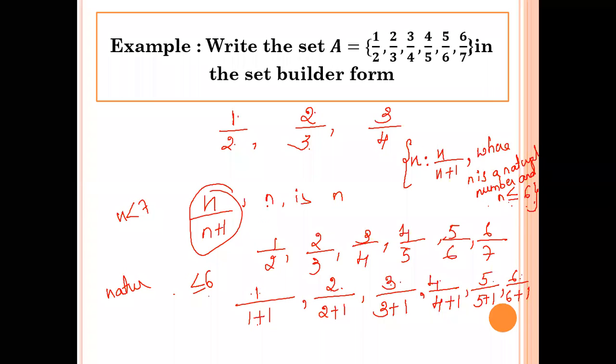Okay, you can see the pattern, right? Here when it is 1, the denominator is 2, so it is 1 plus 1. If it is 2, here it is 2 plus 1, correct? So we have written it as n by n plus 1. As you observed, the numerators are natural numbers up to 6 and less than that. So n less than or equal to 6. Okay, so this is the answer.